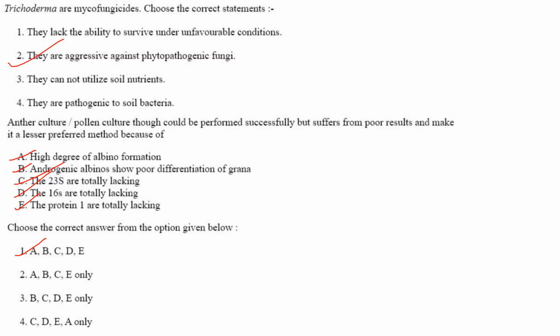Yes, that's correct. They cannot utilize soil nutrients. They can utilize soil nutrients including organic matter and minerals. They are pathogenic to soil bacteria. They are not pathogenic to soil bacteria, but they can coexist with bacteria and it will help in the benefit of the bacteria. So the answer here is option 2.